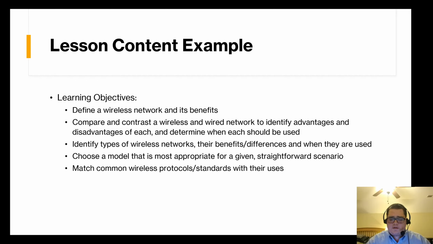Identify types of wireless networks, their benefits and differences, and when they are used. Choose a model that is most appropriate for a given straightforward scenario. And finally, match common wireless protocols and standards with their uses.